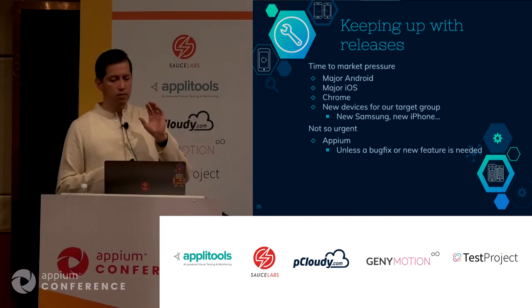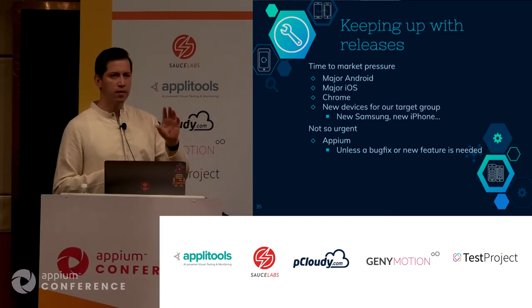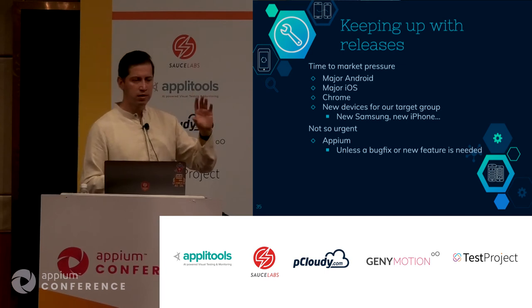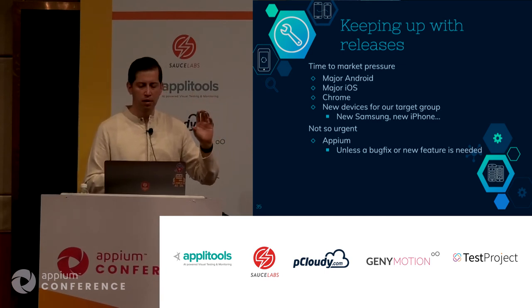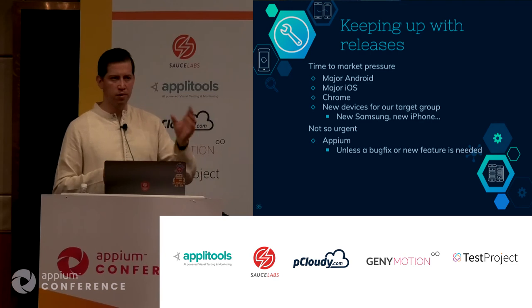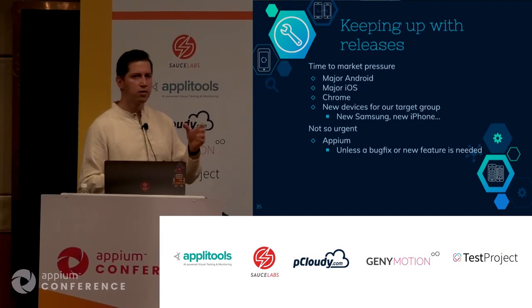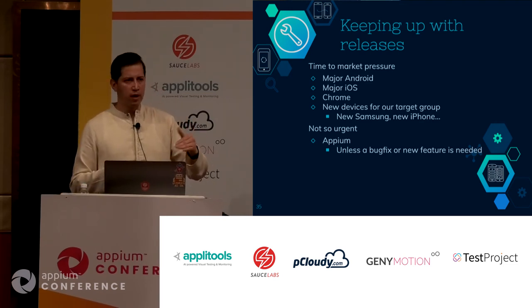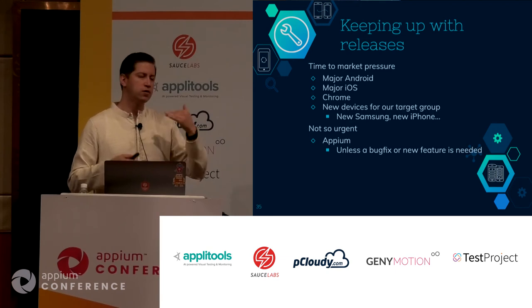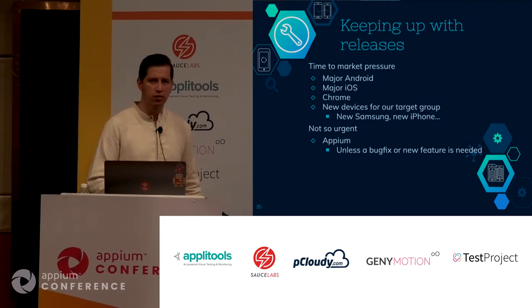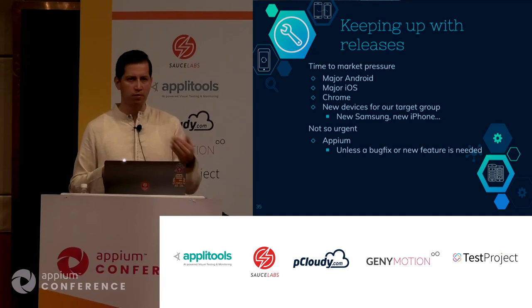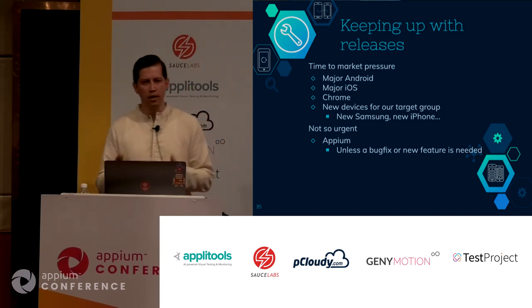So what I have found is that if we have time to market pressure, we need to have all these things updated really fast, like Android, iOS, Chrome, et cetera, but sometimes we can wait a bit for Appium, in the sense that if there is no feature that we need for this new release, then we could maybe hold it for the next release and test it properly.